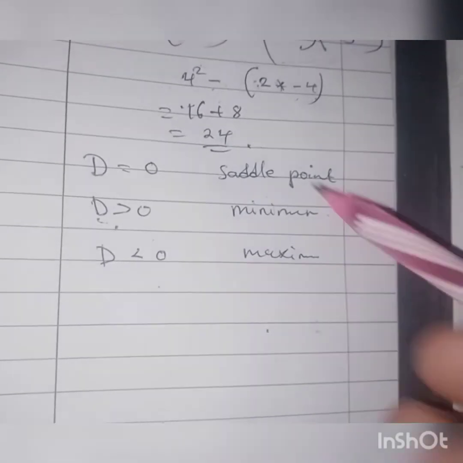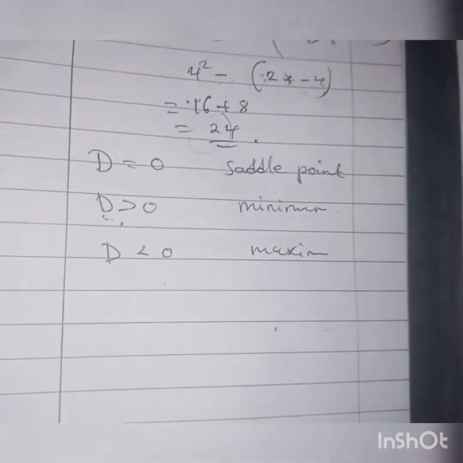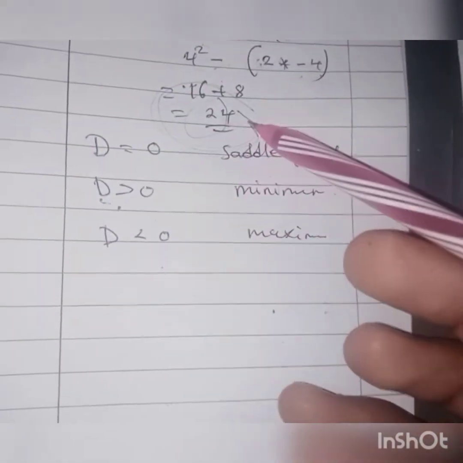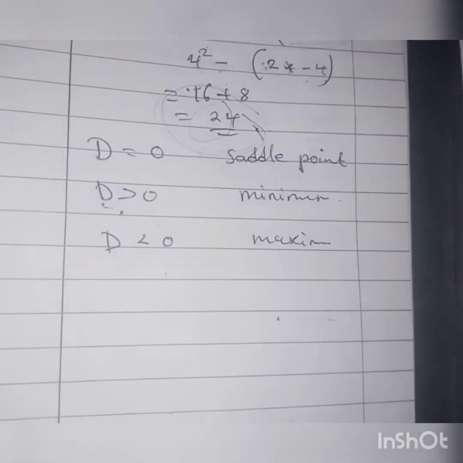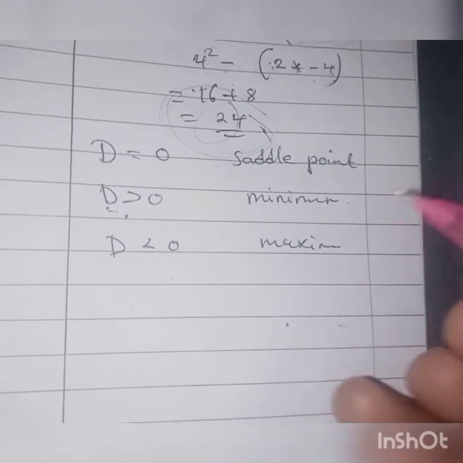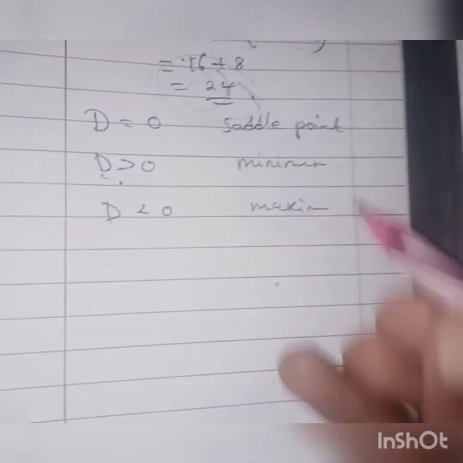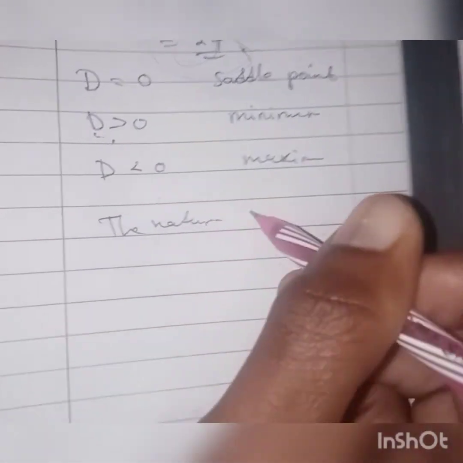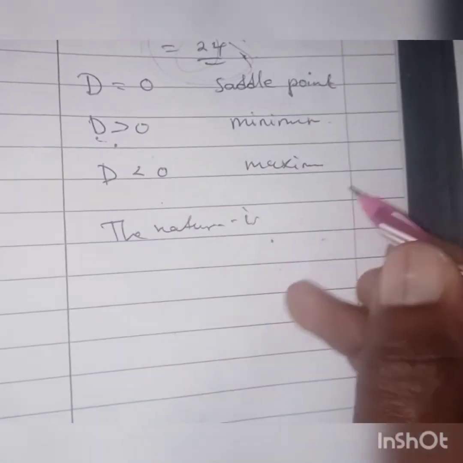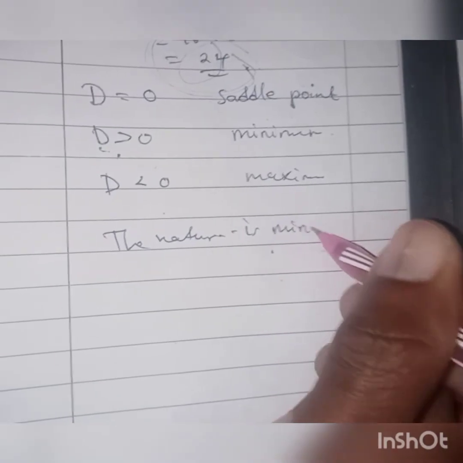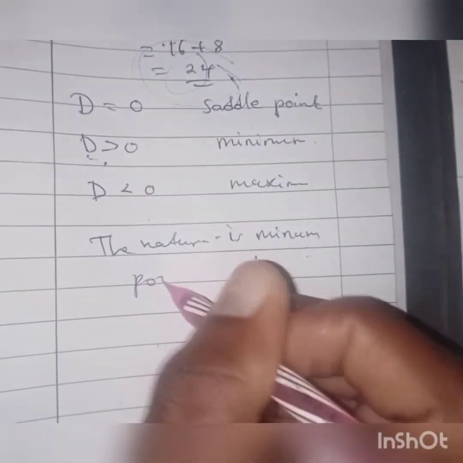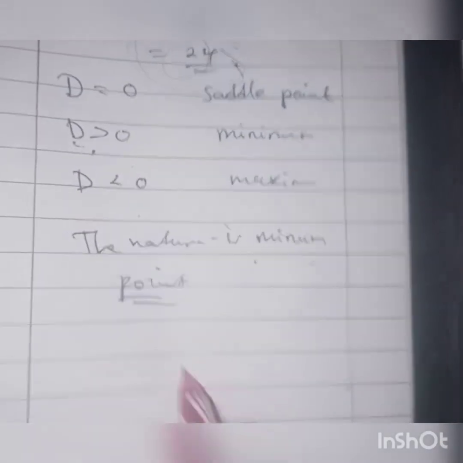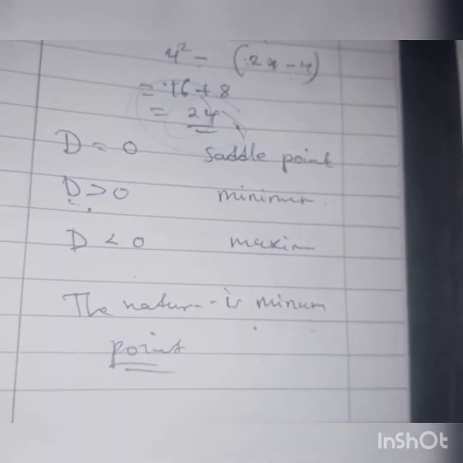Now let's state the nature of this point. The point will be determined by this result. We can see our result is greater than 0. Therefore, the nature of this function is a minimum point. The stationary point now is a minimum point, as shown.